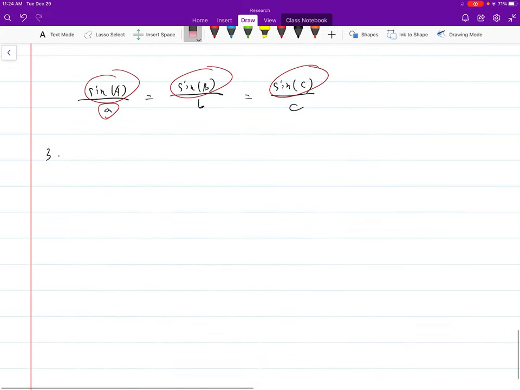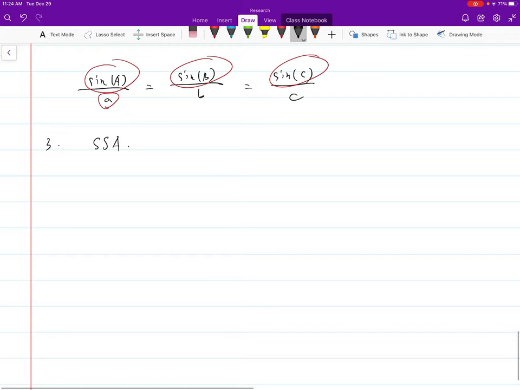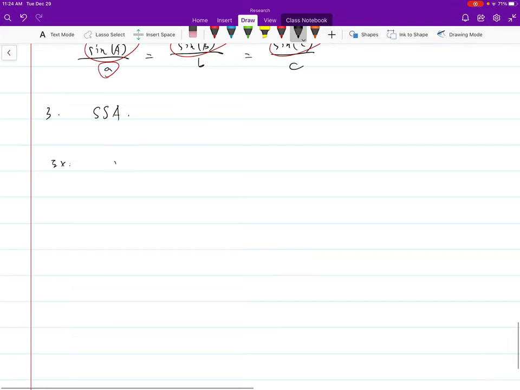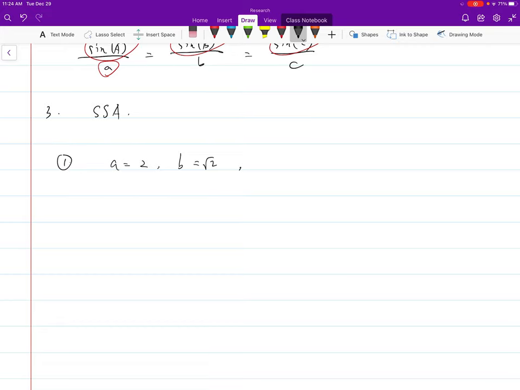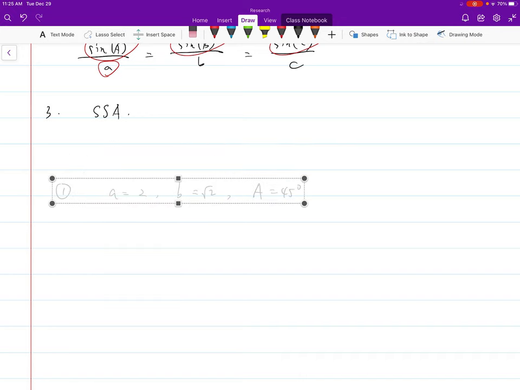The second case is a little bit trickier. It's called SSA. So let's be very careful to stay away from SAS. And let's see what we have. I prepared three examples. Okay, and let's try to compare them and try to see the difference. The first one is A equals 2 and B equals square root of 2. And let me give it a name, 1. Okay, A equals 45. Solve the triangle.